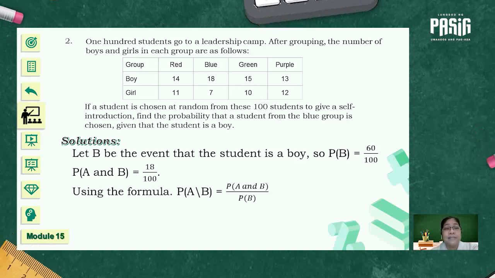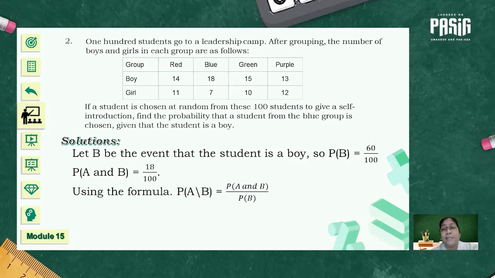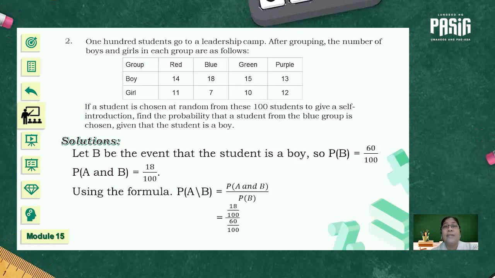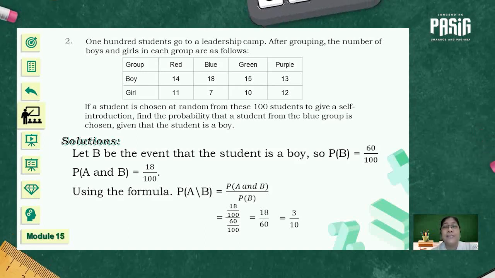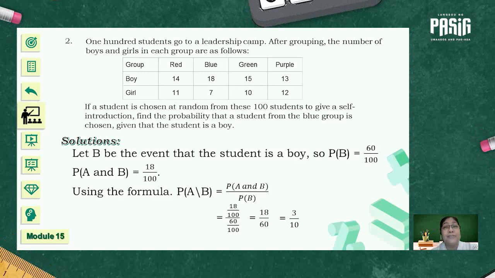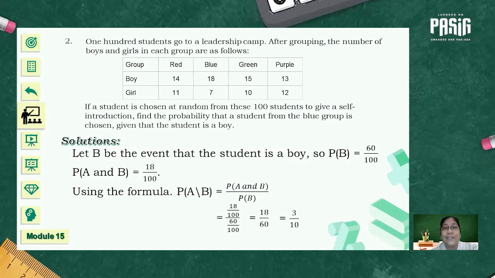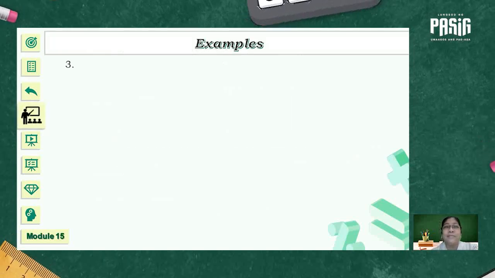We can now divide using the formula. By substitution, 18/100 divided by 60/100 is equal to 18/60, which is simply 3/10. Were you able to follow? I hope so. Let's proceed to example number 3.